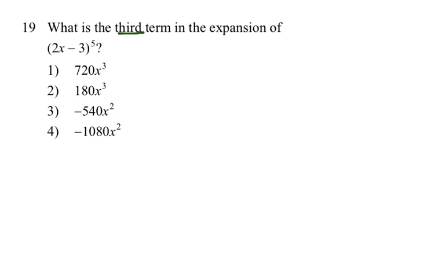Alright, number 19, third term. In this case, the question is not most well written. When it says in the expansion, what they actually mean is in the expansion, when combined and arranged in decreasing order, a decreasing exponent of the x. That's what they're talking about here. So therefore, in that case, the third term means when r is equal to 2 in this formula.